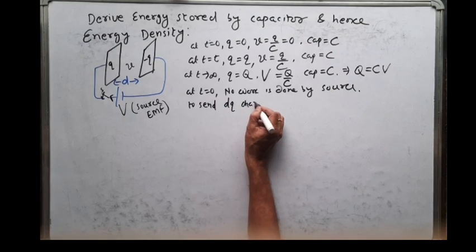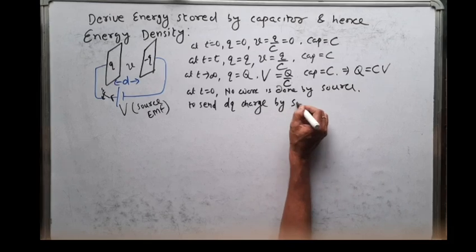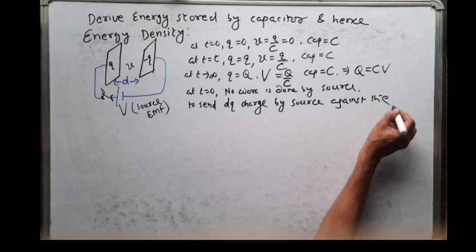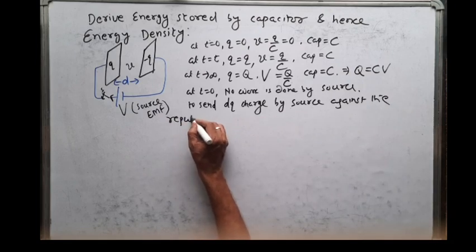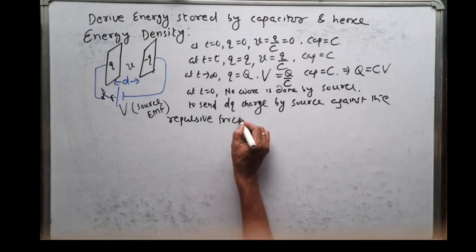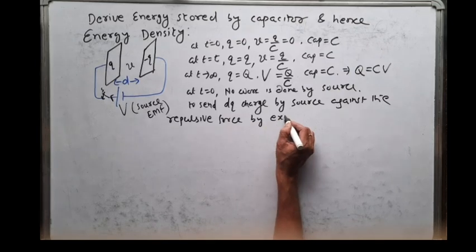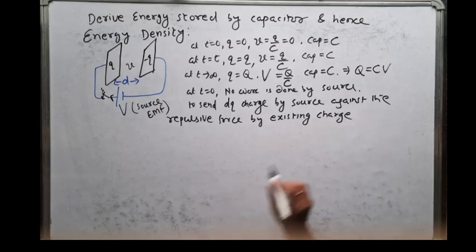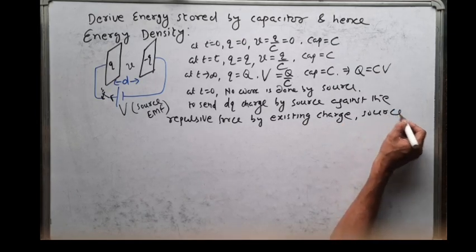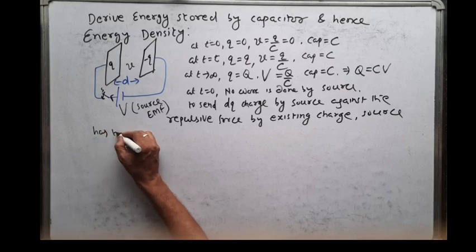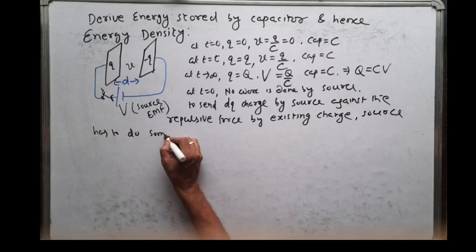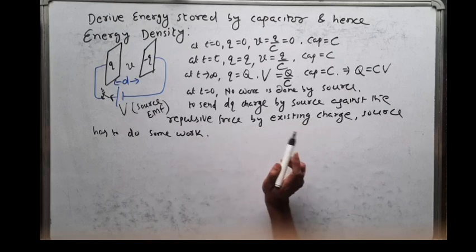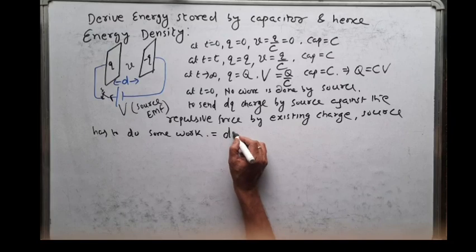So I am writing: to send dq charge by the source against the repulsive force by the existing charge, the source has to do some work. Since the charge being sent is very small, that is dq, the work done is also very small, that is dW.